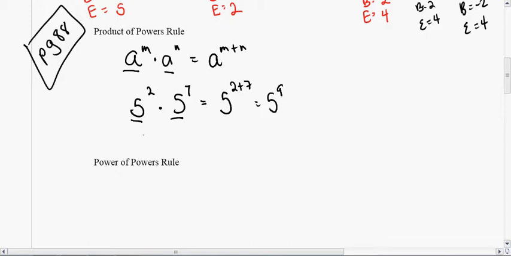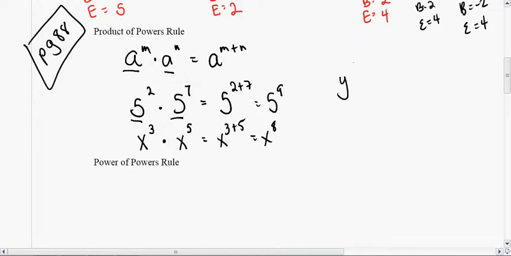And the same is true if you have just a variable. So x cubed times x to the 5th. That's just x to the 3 plus 5, or x to the 8th. And all that kind of makes sense.